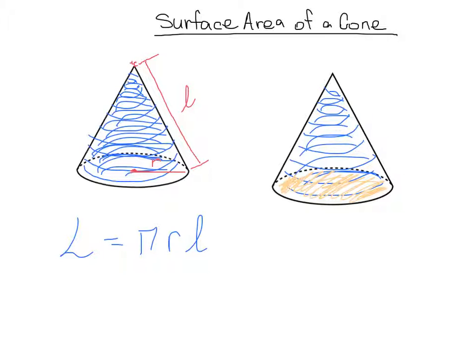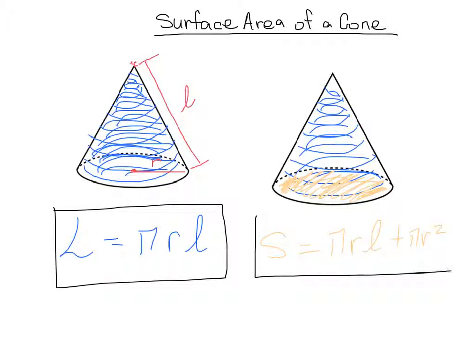So for the formula for surface area, surface area is the lateral area, pi r L, plus the surface at the bottom. And we already know that the bottom is a circle, so the area at the bottom is going to be pi r squared. Those are the two formulas that we need in order to figure out lateral area and surface area of a cone. So now let's look at an example.